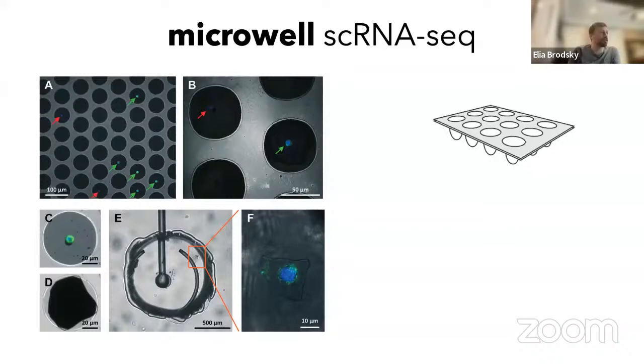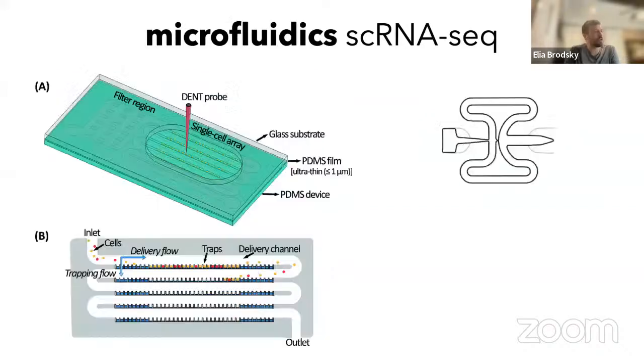The second technique is called microfluidics RNA-seq. And so microfluidics really tries to separate everything, again, in a plate. So you have a plate, and that plate is where you put your cells inside this area right here. And then they start flowing over here.